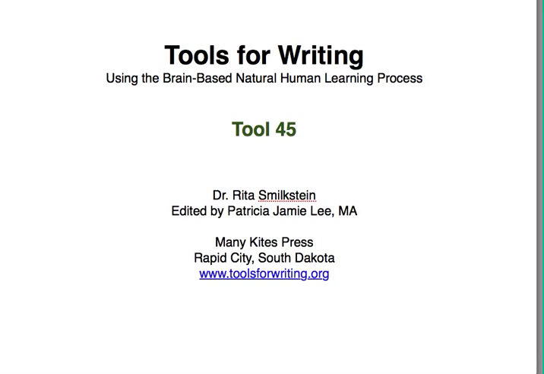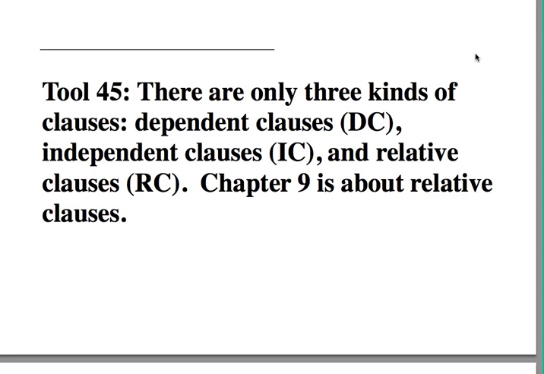Tools for writing, Tool 45. Tool 45 tells us there are only three kinds of clauses: dependent clauses, DC, independent clauses, IC, and relative clauses, RC. Chapter 9 is about relative clauses. In this chapter, Chapter 7, we will deal only with dependent clauses and independent clauses.